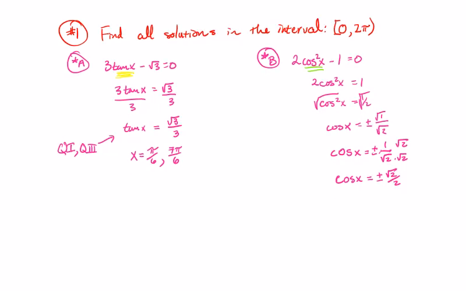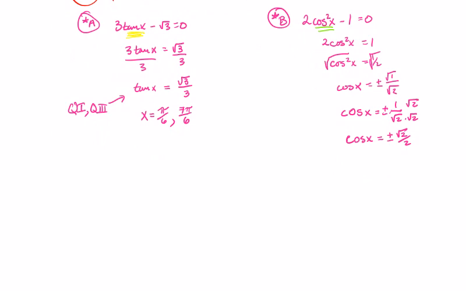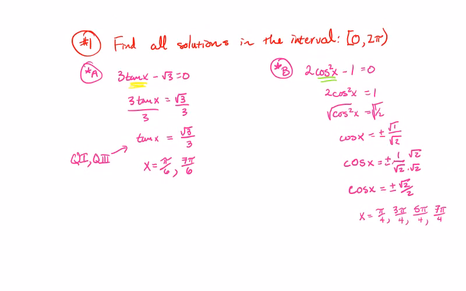Alright, and then you're thinking to yourself, okay, cosine is positive in quadrants 1 and 4, and cosine is negative in quadrants 2 and 3. So now you actually just got to use all 4 quadrants and find the angles where cosine is rad 2 over 2. And that would be at pi over 4. And then in quadrant 2, that would be 3 pi over 4. Quadrant 3 would be 5 pi over 4. And in quadrant 4 would be 7 pi over 4. All right? And so that's the first set of instructions, when you just have to find all solutions in the interval of 0 to 2 pi.